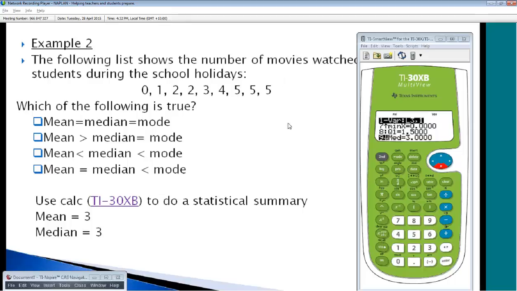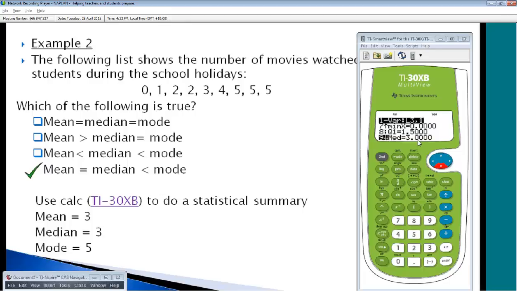Now, we know that the calculators they're not doing mode for us. So the mode is the most common data point or data value. So if we have a look up here, the most common one is 5. It occurs 3 times. So what we've got here is our mean is equal to our median, but they are then less than our mode. So if we have a look, that's choice number 4 there. So that's how I can make my choice there.